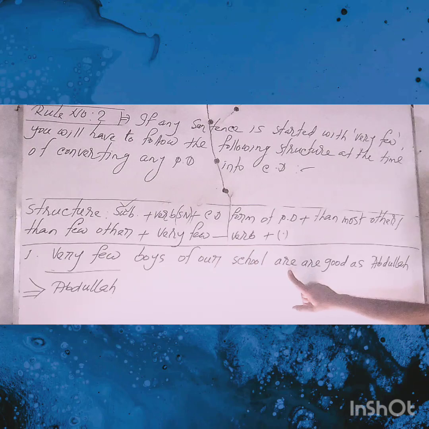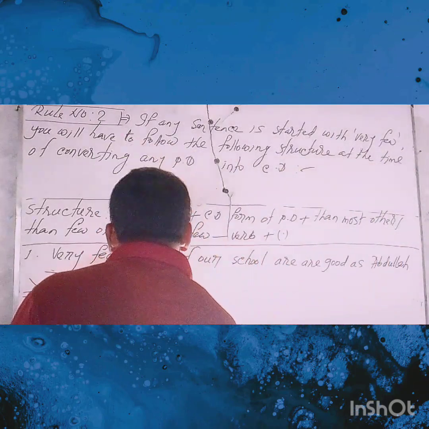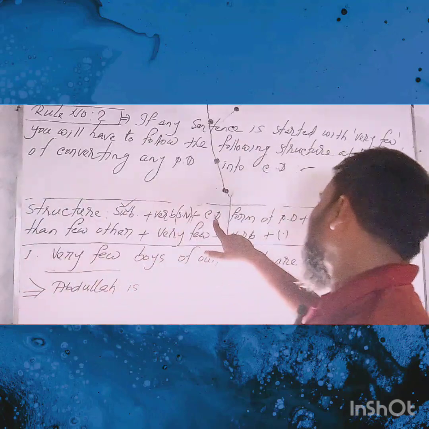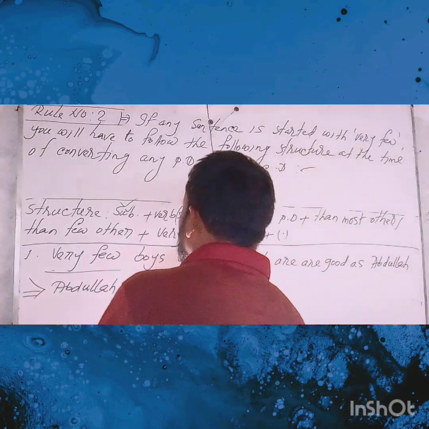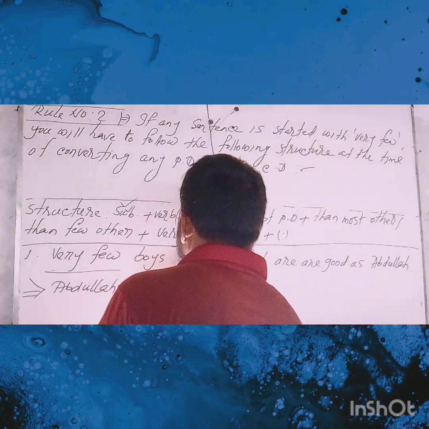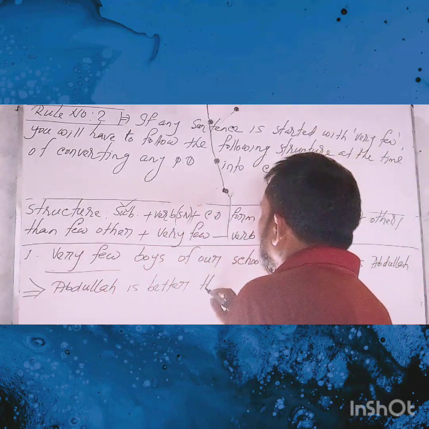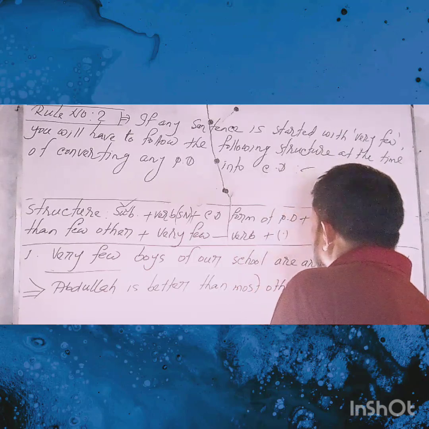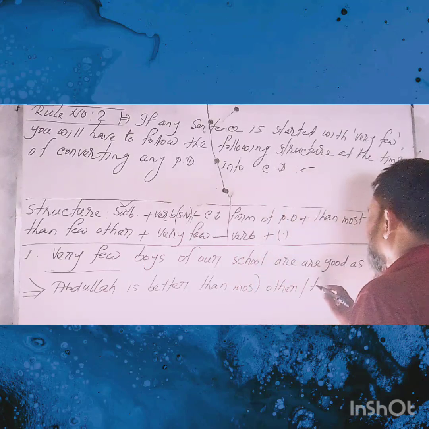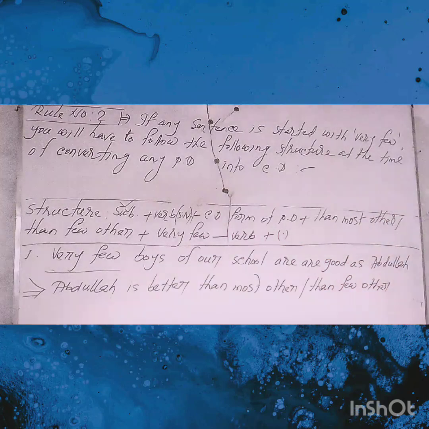Here the verb is "are", but the singular form of "are" is, of course, "is". Okay, my dear learners, then the comparative form of the PD. Here the PD is "good", and the comparative form of "good" is, of course, you know that, my dear learners, "better". Then we will have to write down "than most other", only "than", "few other". Okay, dear learners, hope that you have understood clearly.